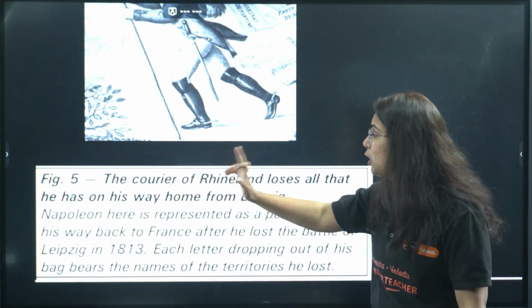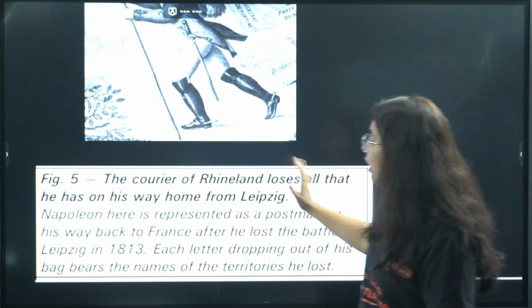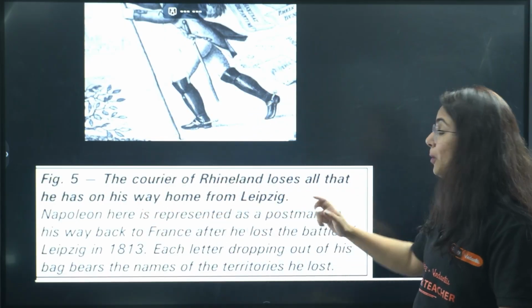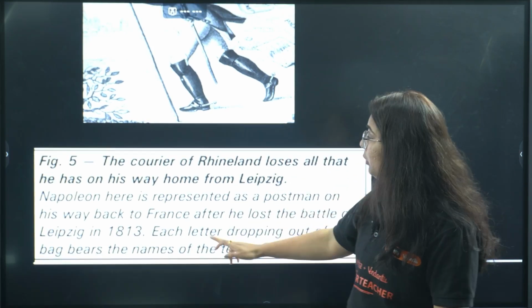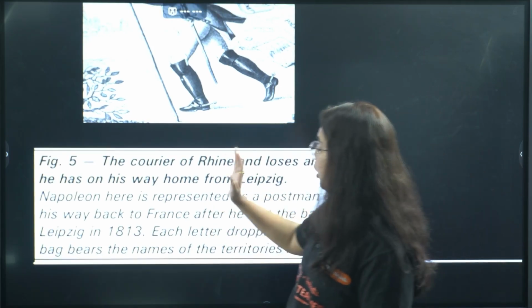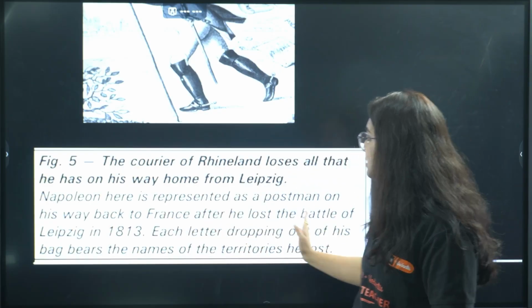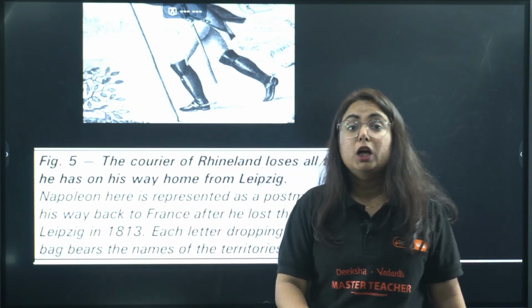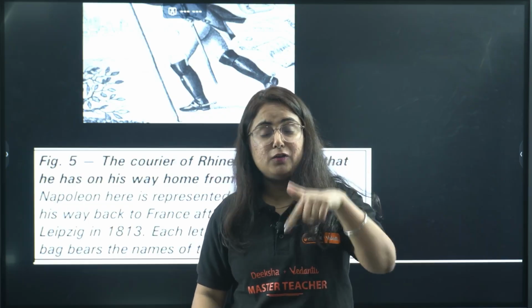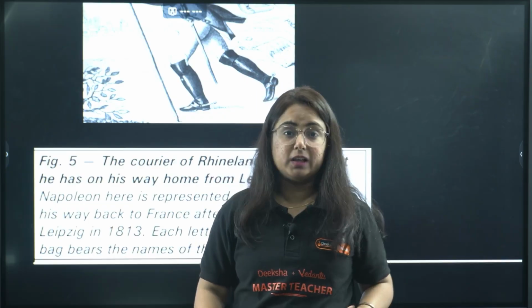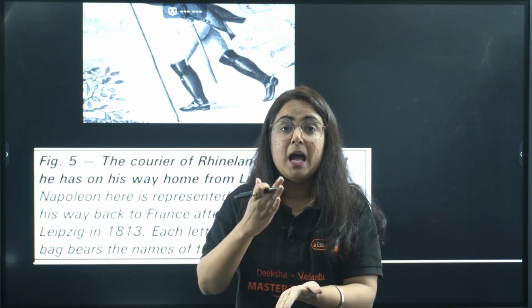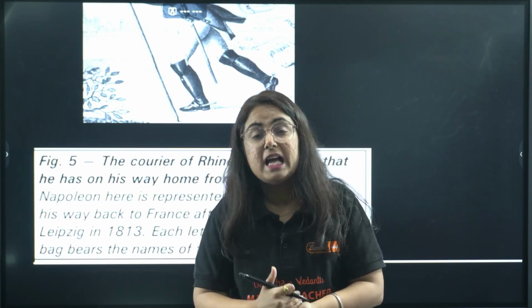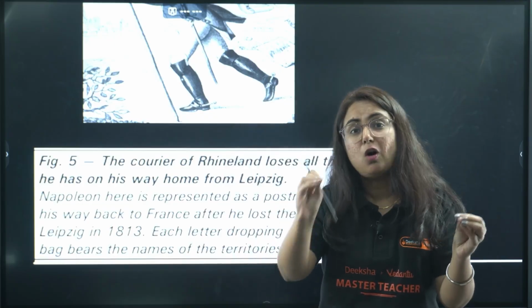Figure number 5, the courier of Rhineland loses all that he has on his way home from Leipzig, the Battle of Leipzig that was fought by Napoleon, right? Napoleon here is represented as a postman on his way back to France after he lost the Battle of Leipzig in 1830. Now, what becomes important is that he lost the territories, and this Battle of Leipzig was fought in the year 1830. If you had not read this description box, how would you know in which year this battle was fought, and what does this picture mean or tell about?